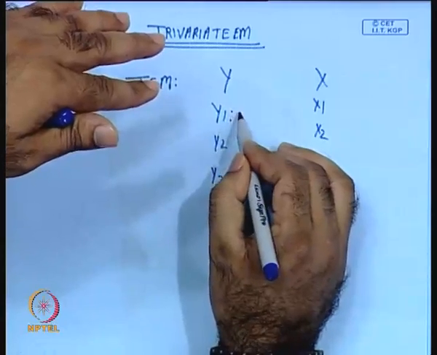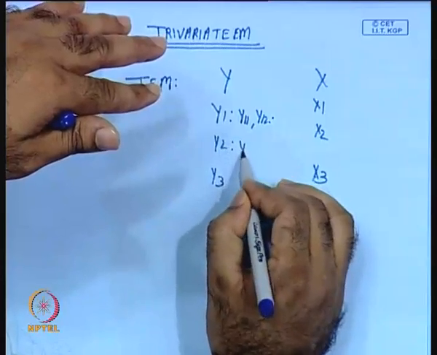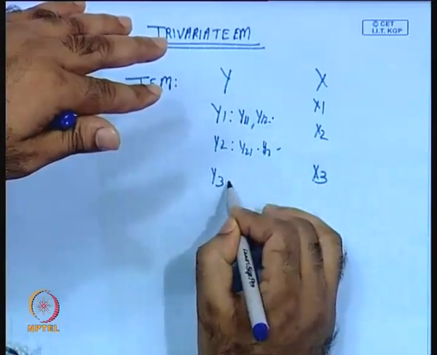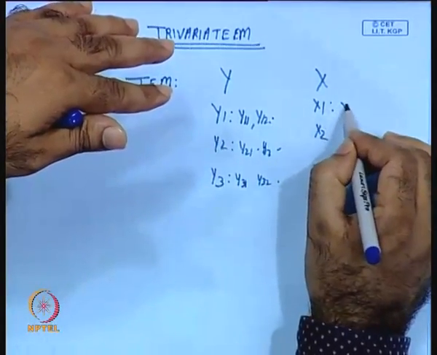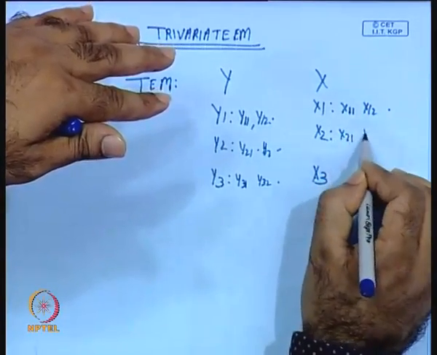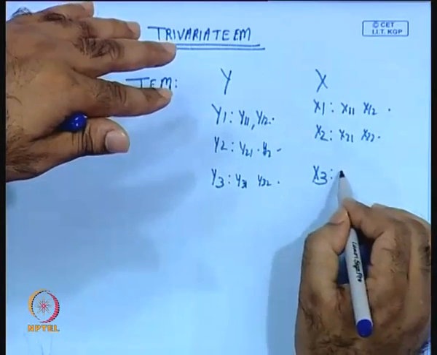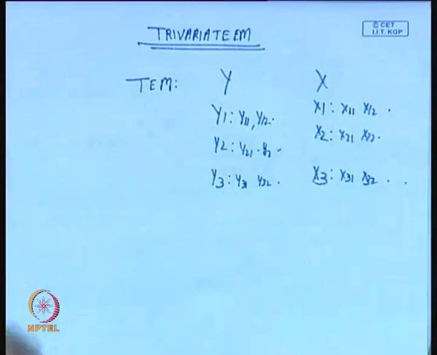Within y 1 there are items like y 1 1, y 1 2, and similarly for y 2, y 2 1, y 2 2, then y 3, y 3 1, y 3 2. Similarly, for x 1 we have x 1 1, x 1 2, continuing, then x 2 1, x 2 2, up to the nth term, then x 3 1, x 3 2 and so on. My point here is that we consider the y setup as the dependent classification and the x setup as the independent classification.